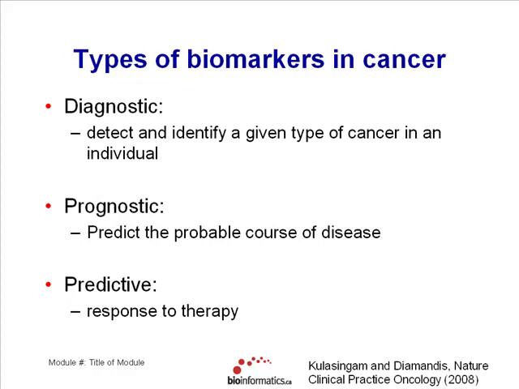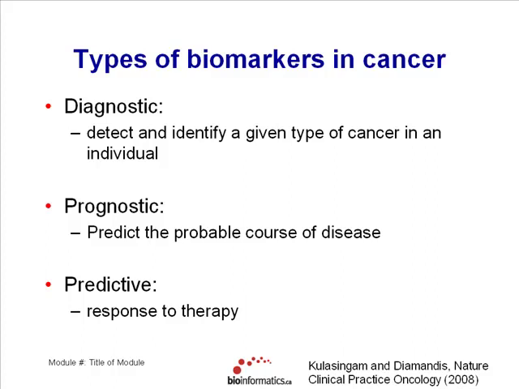So here are some types of biomarkers in cancer. We've already heard these terms before, but a diagnostic biomarker is used to detect and identify a given type of cancer in an individual. We can use a diagnostic biomarker to help us subtype different types of cancer, and sometimes those subtypes may respond preferentially to different therapies. So it helps to diagnose the tumors, and that helps indicate management of care.